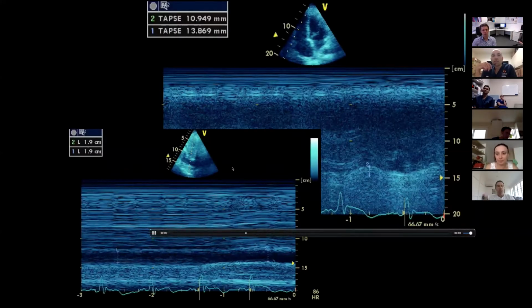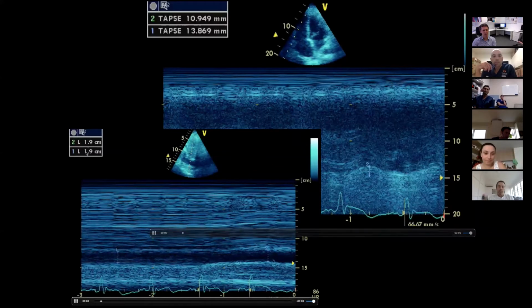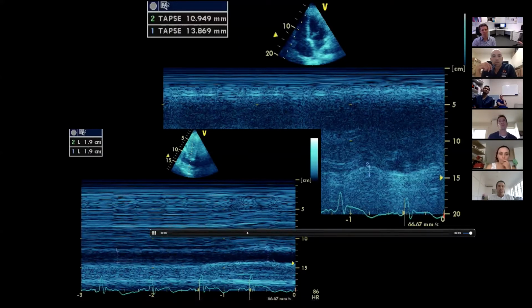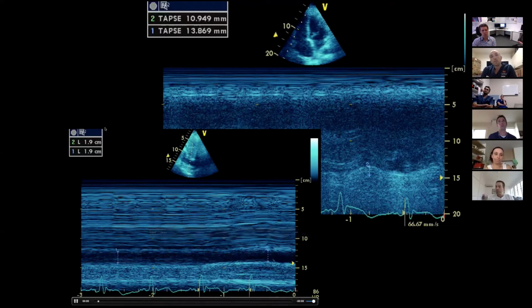All right. So here we can see that we've got an IVC that is 19 millimeters in size and doesn't collapse with insufflation. And we got a TAPSE that's somewhere between 11 and 14 millimeters, suggesting again what Arnie was saying in terms of having some form of RV dysfunction, and we saw some dilation on the other image. So in terms of fluid status, I don't know. I don't think the IVC is adding a great deal to that.